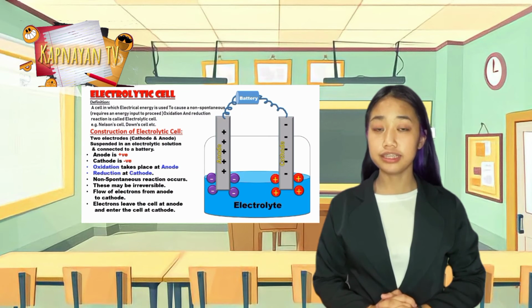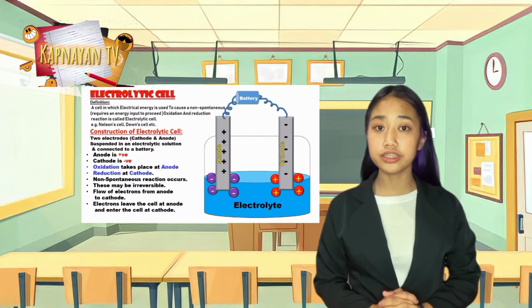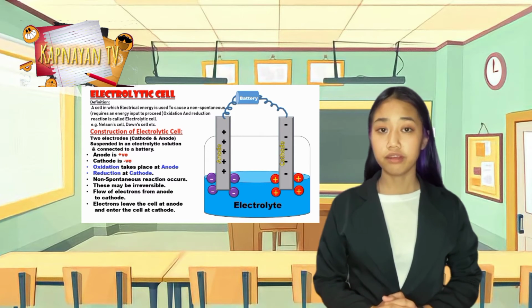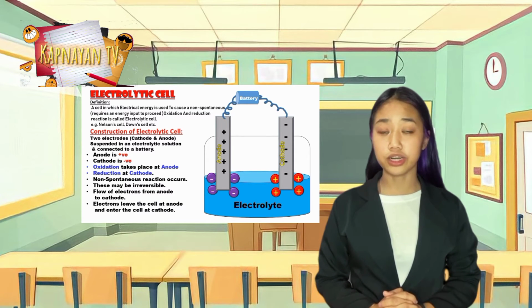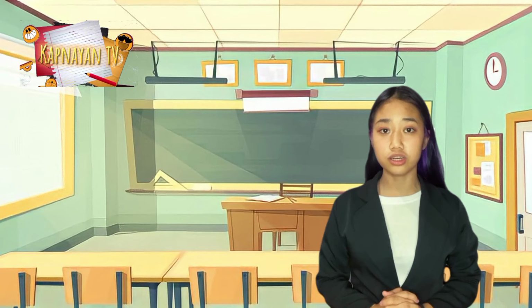Properties of electrolytic cells. An electrolytic cell converts electrical energy into chemical energy. The redox reaction is not spontaneous and therefore requires electrical energy to get started. Both electrodes are submerged in a molten electrolyte solution in the same container. The cathode is the negative electrode. The anode undergoes oxidation while the cathode undergoes reduction.